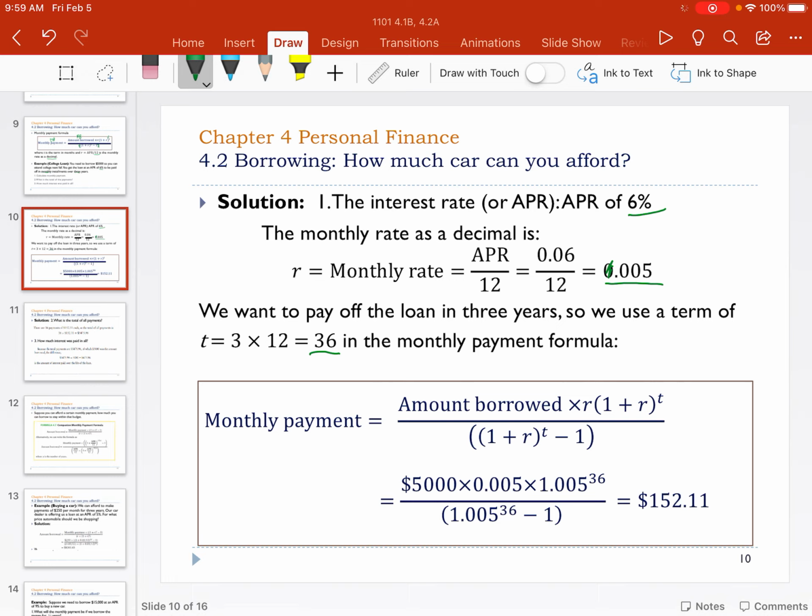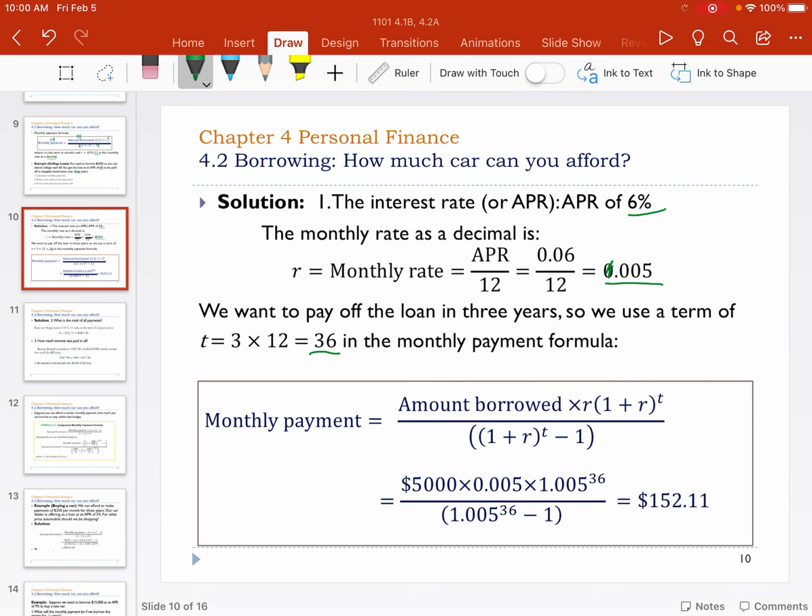Okay, so let's break out our formula using the full-on English words. The monthly payment will equal something in terms of the amount borrowed. We multiply by this factor, and we divide by this factor. That (1 plus r) to the t is a recurring thing. We see it in so many formulas. May as well just get used to it.